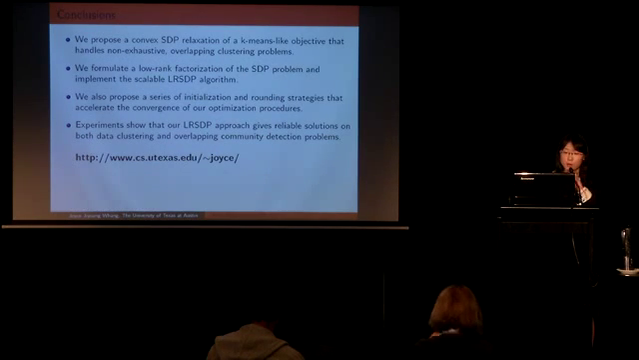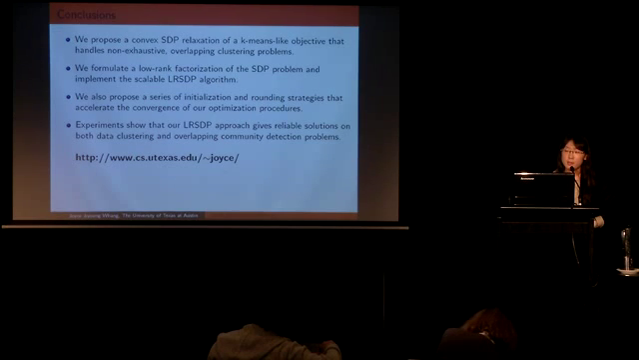So let me conclude the talk. In this paper, we proposed a convex SDP relaxation of a K-means-like algorithm that handles the overlap and non-exhaustiveness in a unified framework. We also studied the low-rank factorization of the SDP solution to scale up the problem. We also studied a series of initialization methods and rounding procedures that enable us to accelerate the convergence of our optimization procedures. The experimental results show that our approaches give more reliable solutions on both data clustering and overlapping community detection problems.